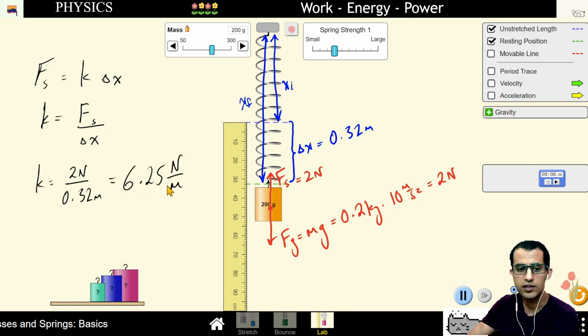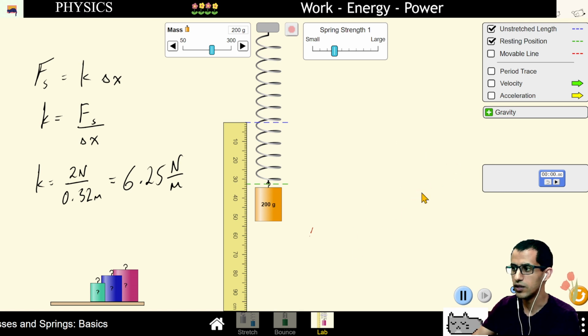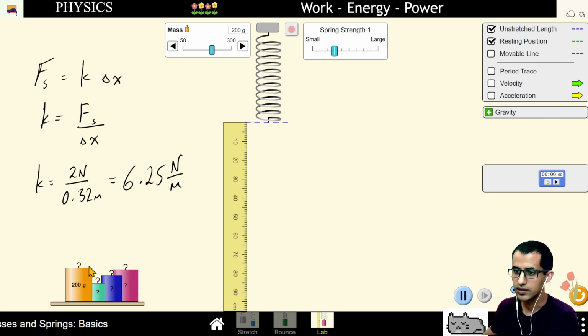Newtons per meter are the units for the spring constant. Now that we have the spring constant, I can use it to make predictions about how this spring is going to behave under different amounts of force. So let's change this mass from a 200 gram mass to a 300 gram mass, and we should be able to predict what the elongation is going to be.